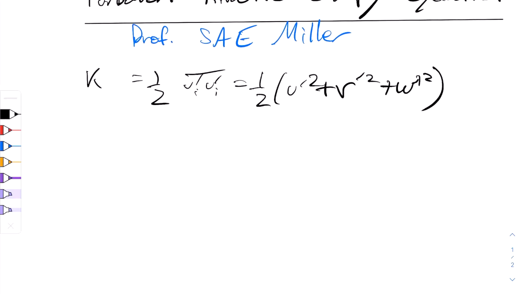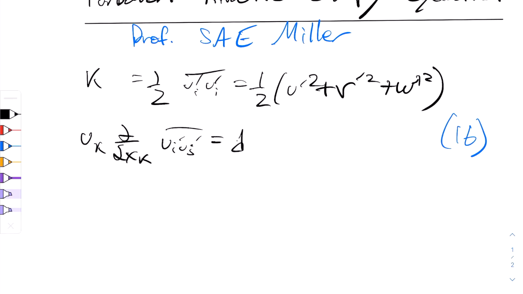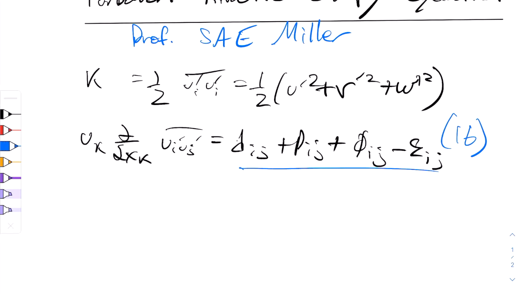And we'll do that by looking back at equation 16, and I'll write 16 again just to remind you what it is. We derived it in the previous lecture. It's u_k ∂/∂x_k of the average of u_i' u_j', which is equal to D_ij + P_ij + Φ_ij − ε_ij. And we defined these terms in the previous lecture too, so review that if you don't recall what they are.